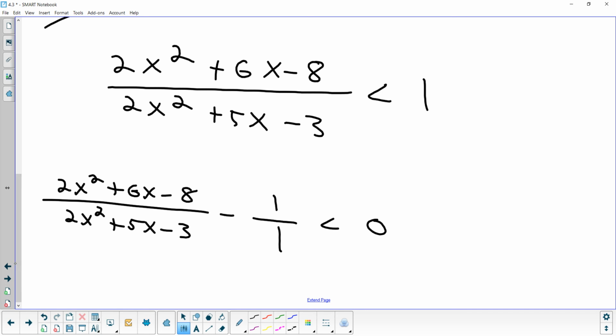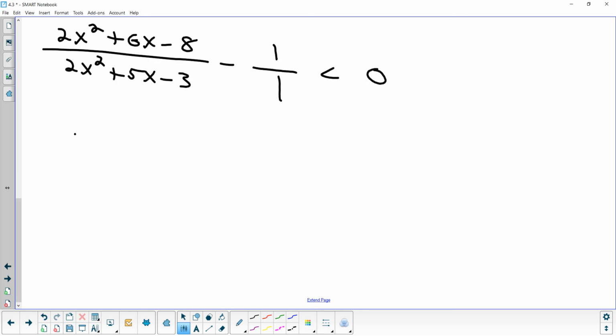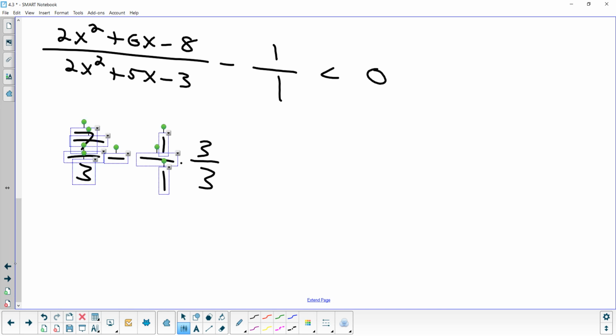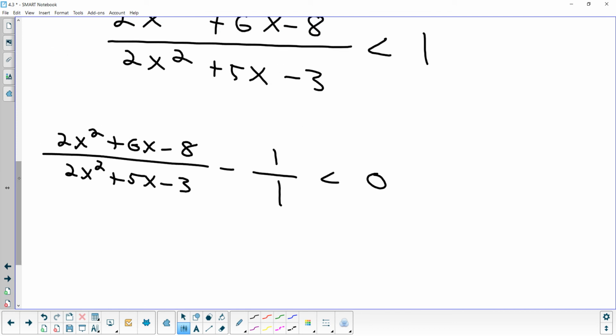So this is kind of like having something like 7/3 minus 1 over 1. One of your fractions you don't have to change. The other one you need to have a common denominator for. So in this problem, I would just multiply by 3 over 3, multiplying this fraction by that denominator. What do you think I'm going to do in this problem?